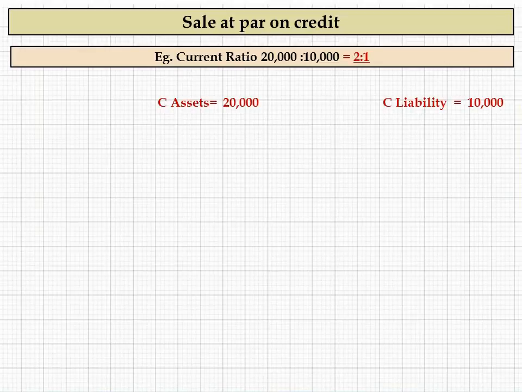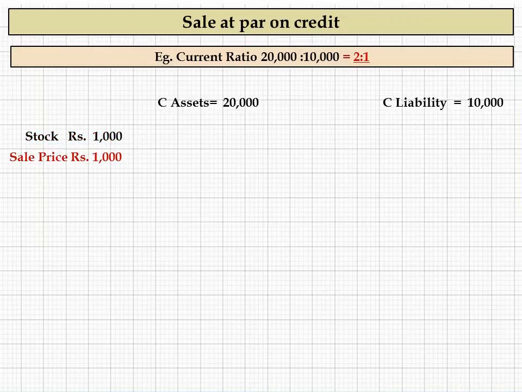Suppose sales at par on credit. So what will be the effect of this transaction on our current ratio? Suppose the original current ratio is 20,000 is to 10,000, means 2 is to 1. And goods are sold on credit at par. Suppose the stock worth rupees 1,000 was sold for rupees 1,000, means at par.